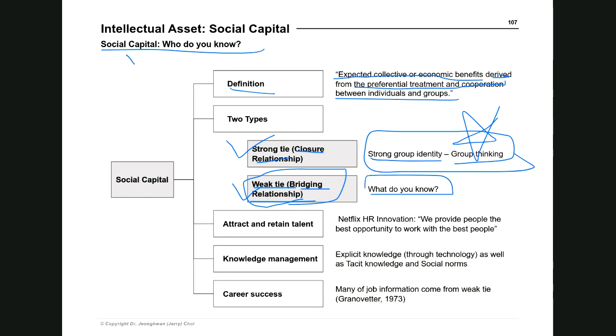So here is a question. Which type of social capital gives us more money, more benefit? You have two choices. A strong tie can give us more money, or a weak tie can give us more money. Choose one. 50-50.